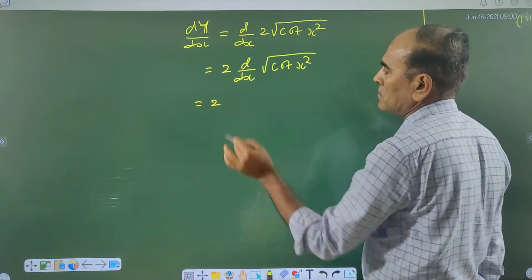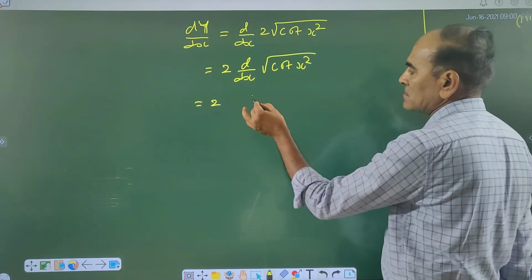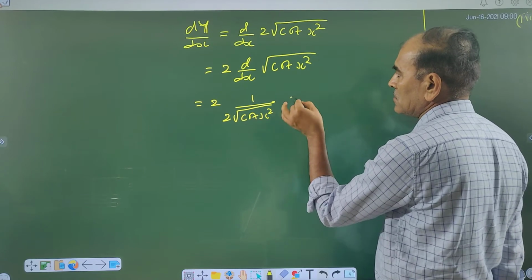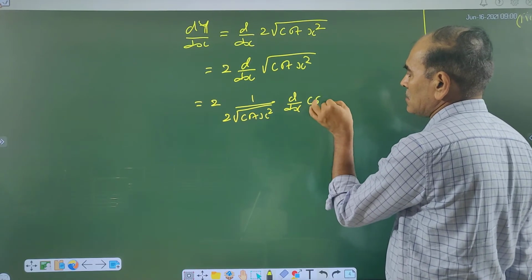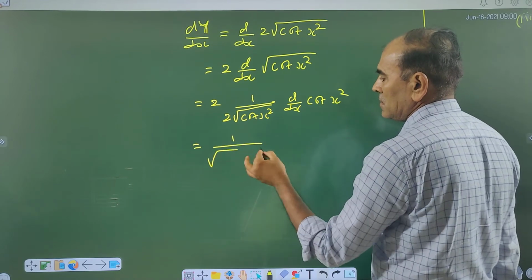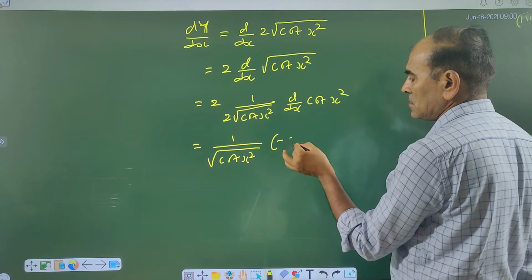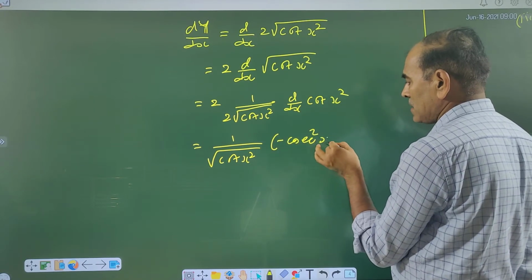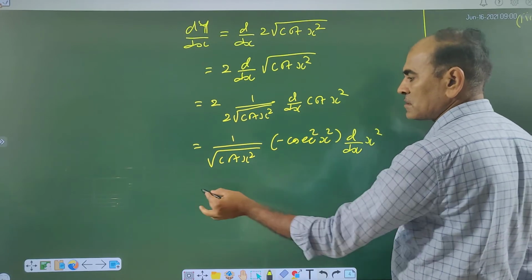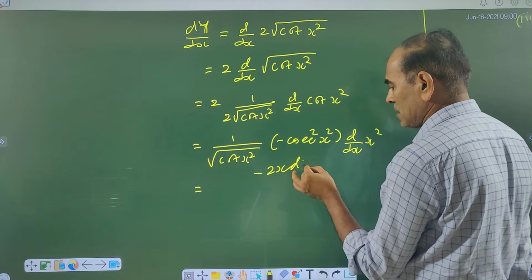That is equal to 2. What is the derivative of root of some function? Yes, 1 upon 2 root some function, d by dx of some function. 2 cancels. 1 over root cot x square, cot of some function gives minus cosec square of some function, d by dx of some function.